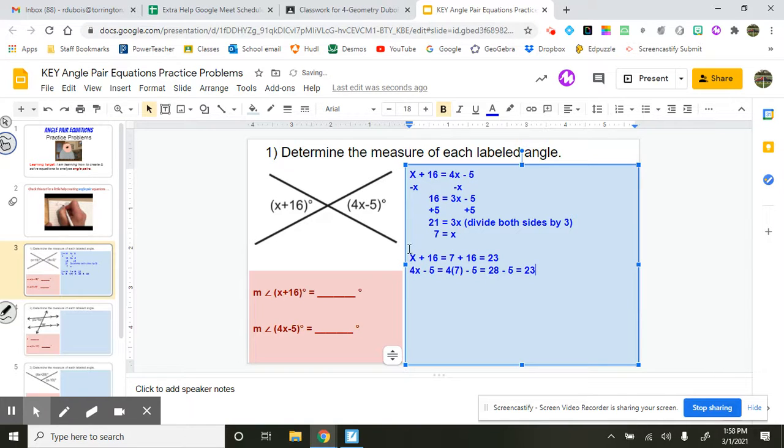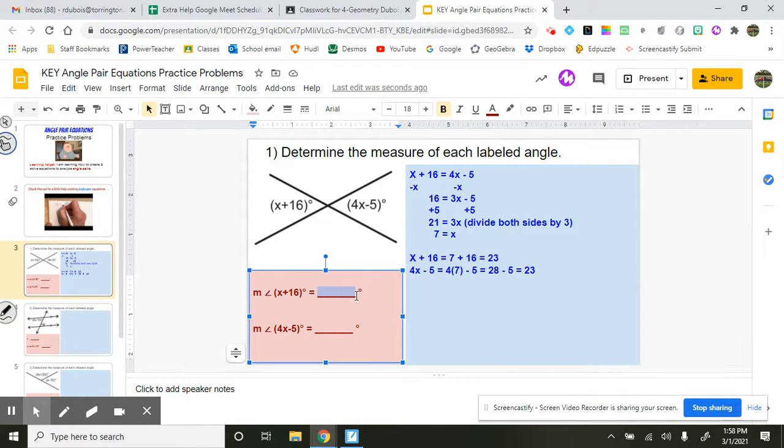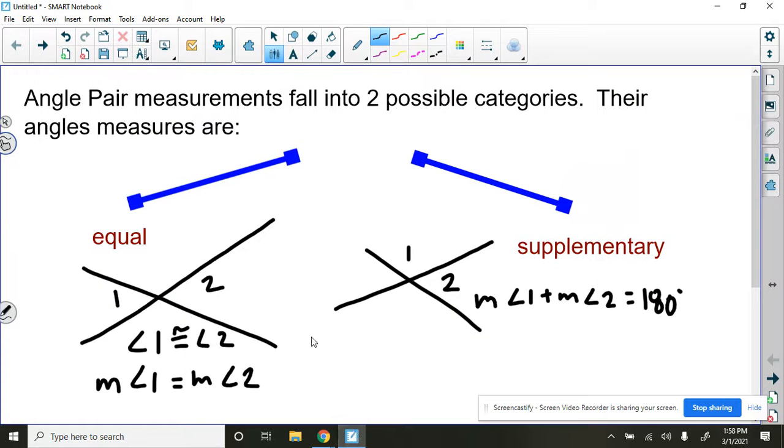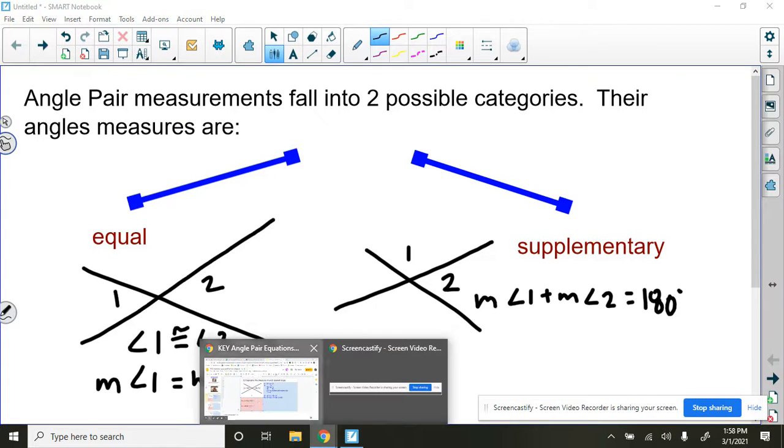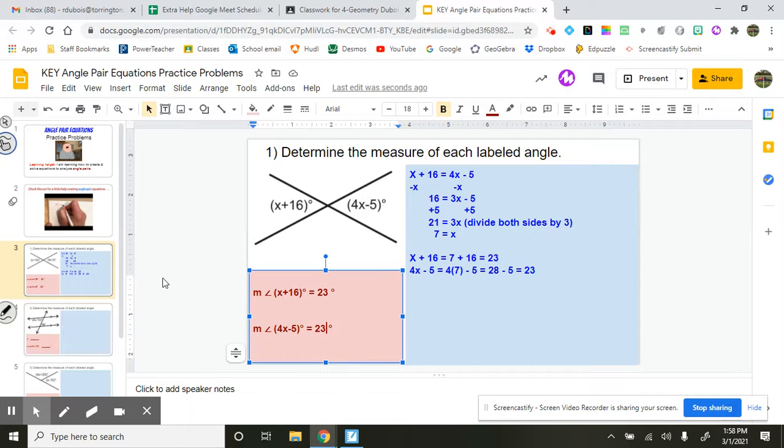And that should make sense because we said at the beginning, vertical angles, their measures are the same. So lo and behold, they're 23 degrees and 23 degrees. And again, keep in mind what we talked about with all our angle pairs. If the conditions are right, either the angle measures equal each other, like we just did, or they're supplementary and add up to 180. It's got to be one of those two categories as long as the conditions are right. So let's go on to the next one here.